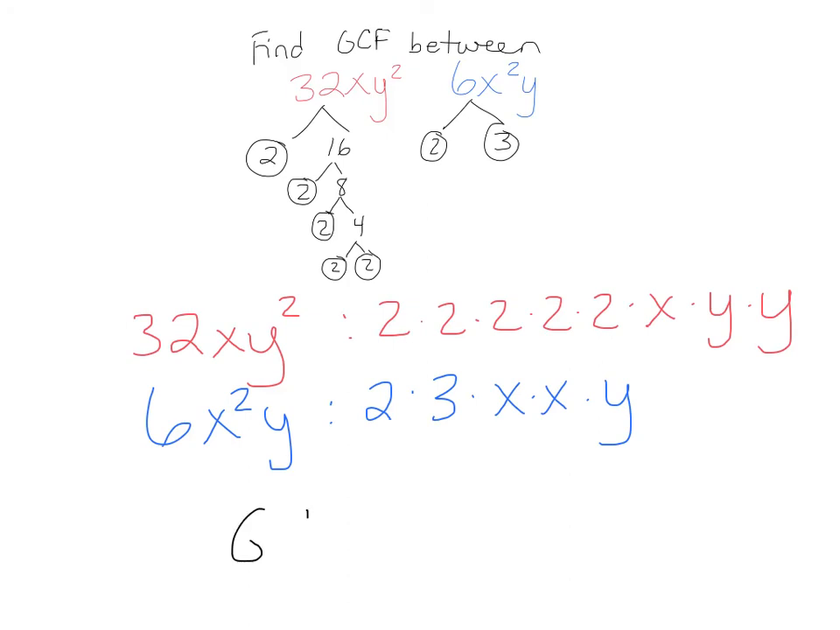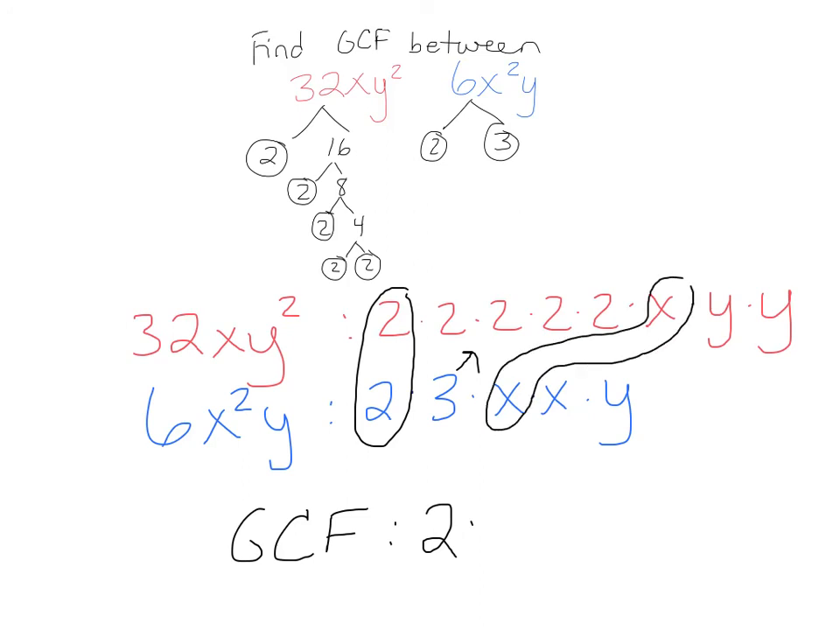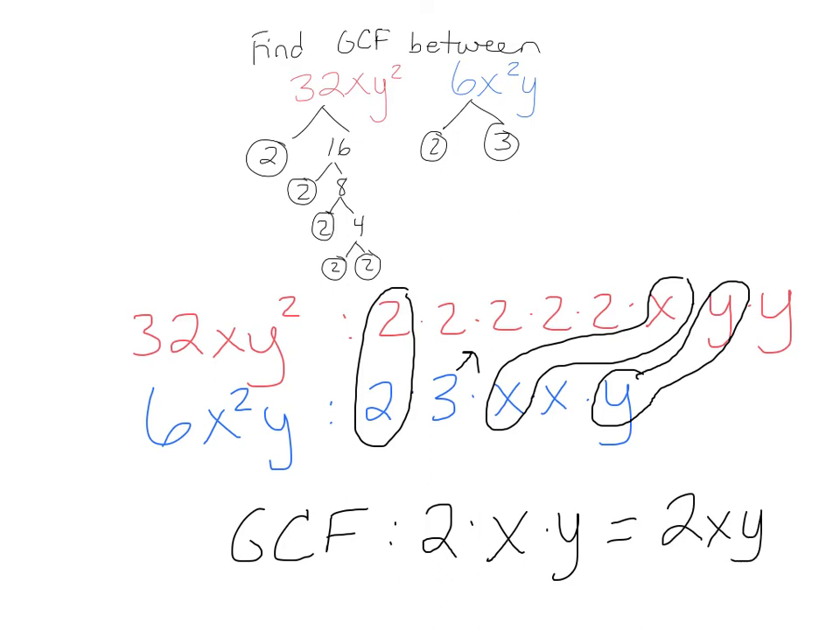The last step is to write your GCF as a product of these primes. What do they have in common? They both have a 2, so write it just the once. What else do they have in common? Does this one up here have a 3? No. So we can't use 3, but this one does have an x matching with this x. So write it. And it looks like this one has a y that would match with this y. So write it. Your GCF is 2xy.